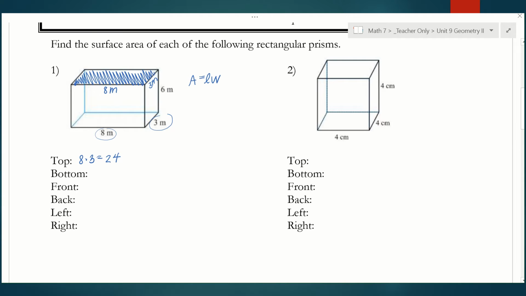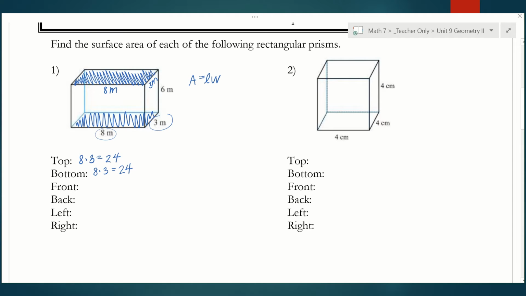Then the area of the bottom is the same. The top and the bottom always have the same area. We can see that because here's the bottom. That is 8 by 3 also, which is 24.